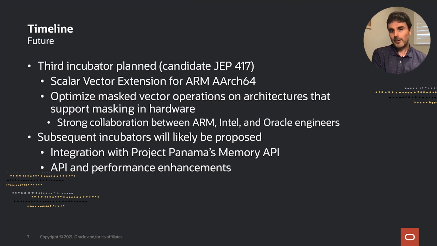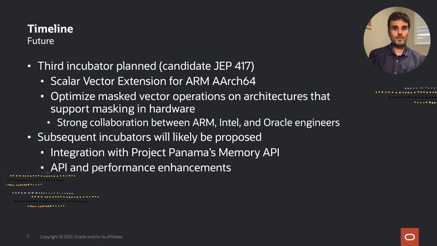I'd like to point out on the mask vector operations, there's been great and strong collaboration between ARM, Intel, and Oracle engineers. It's great to see that kind of collaboration happen in OpenJDK, competing and also cooperating together to make Java better. I think there'll be subsequent incubators after this that are likely proposed.